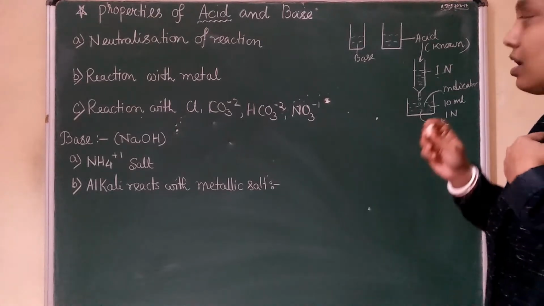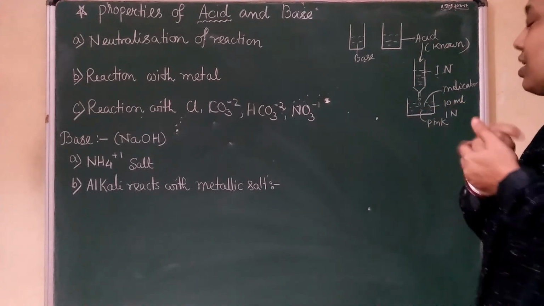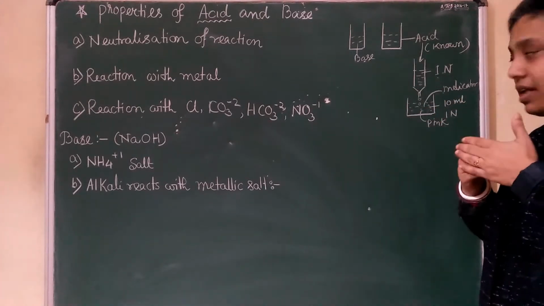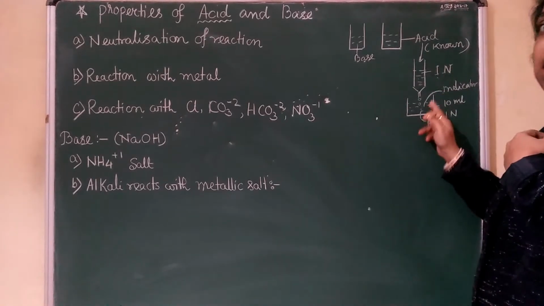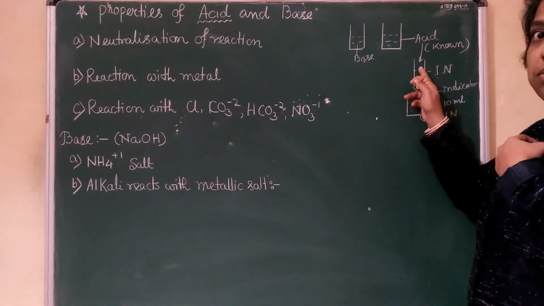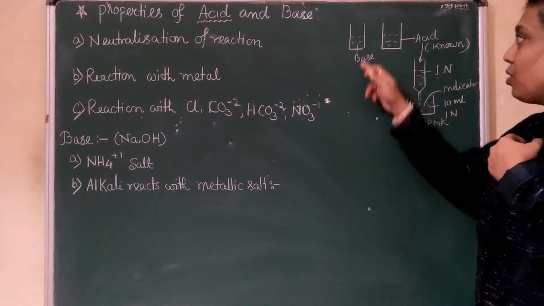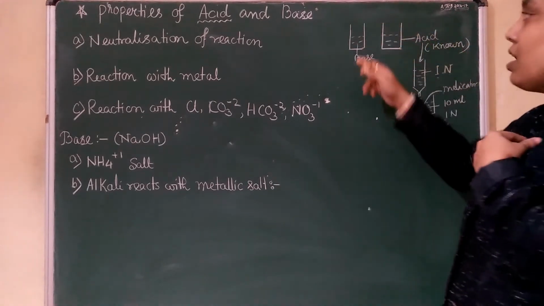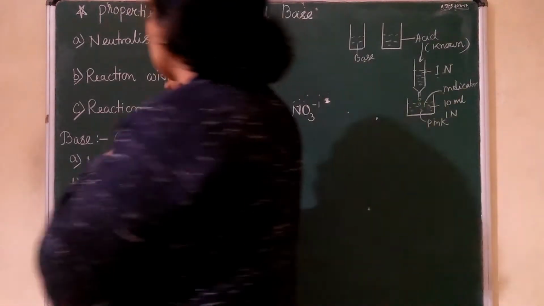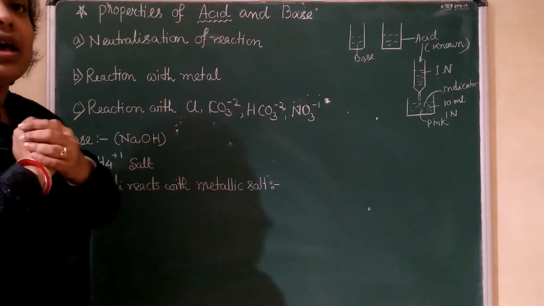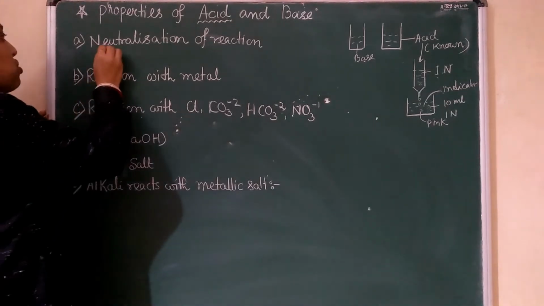The indicator is used to see the change in color. The end point, the change in color, indicates that all of the base, whose strength was unknown, has been neutralized. If both are of the same strength, that much amount of acid will be required to neutralize this base solution. So this is the whole process of neutralization. I just described what neutralization is, but in a neutralization reaction we know there is a formation of salt and water. That is also a property of acids.